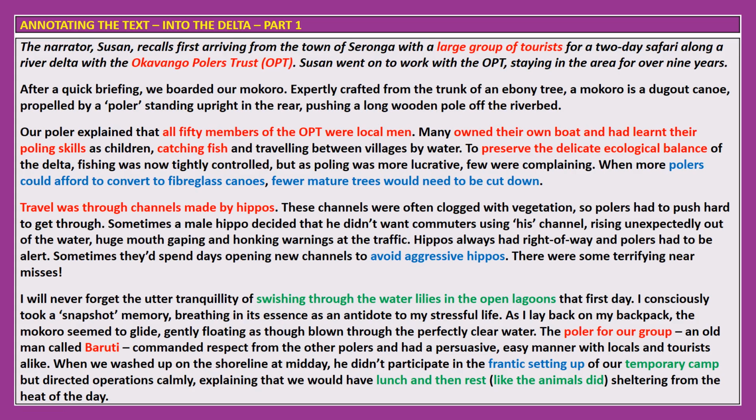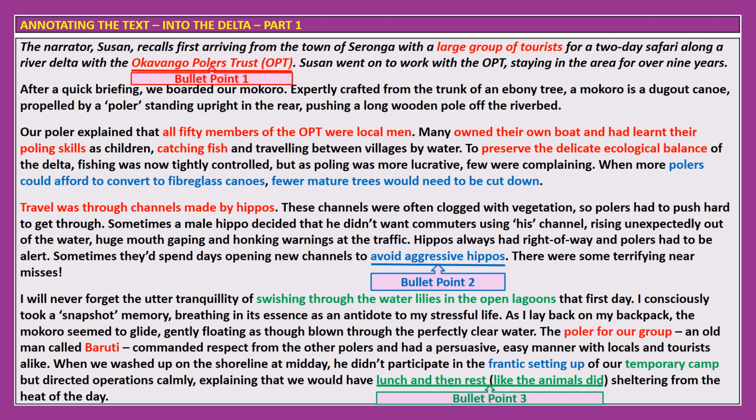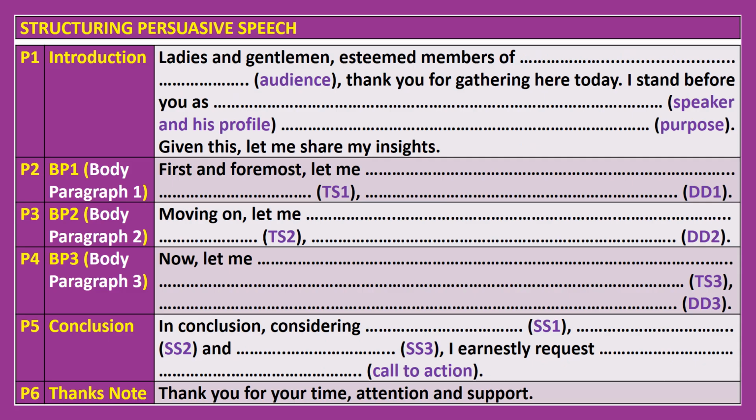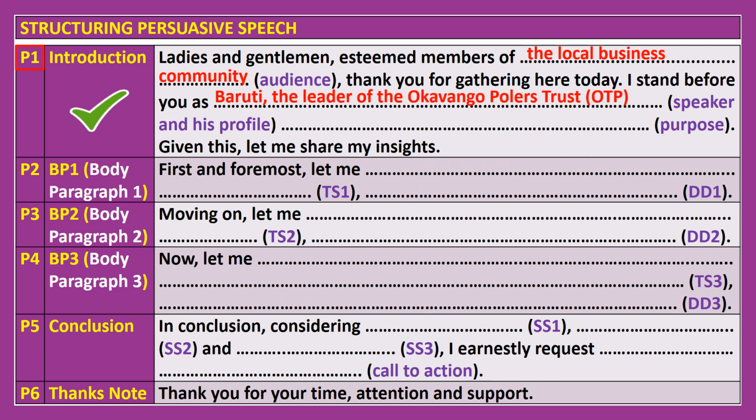Read the text. Highlight evidence or information relevant to the focus of each bullet point. Use color coding to differentiate each bullet point. Similarly, read part 2. Highlight evidence or information relevant to the focus of each bullet point. Here's a guide on how to structure your persuasive speech. Paragraph 1, that is introduction. Open by greeting the audience and thanking them for being there. Introduce the speaker and provide their profile. End the paragraph by stating the purpose of the speech.